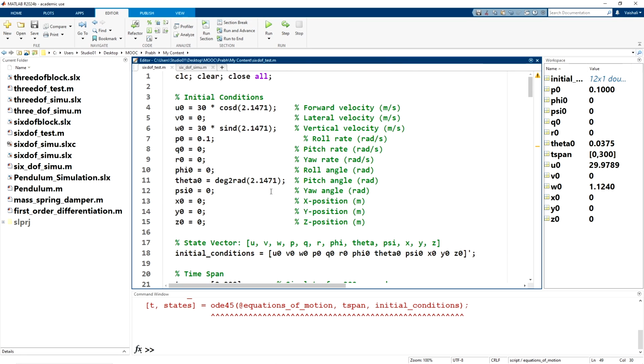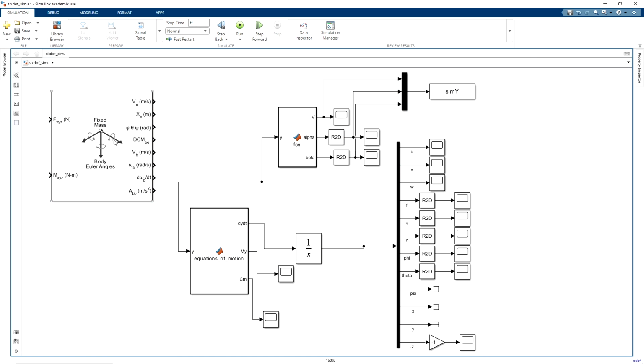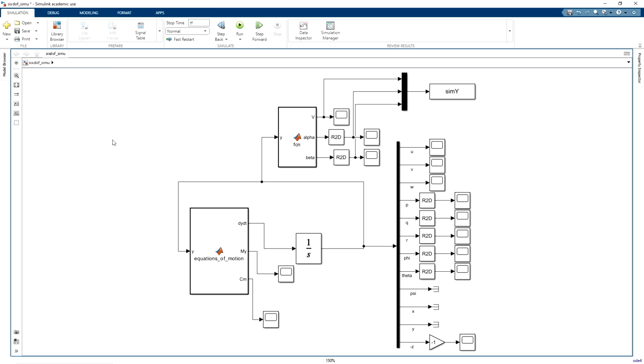include Simulink as well. So this is the Simulink model that I am trying to call from here, sim six-dof underscore simu dot slx. So initial conditions remain the same, u naught, v naught, w naught, and so forth. This is the initial vector, and this is the SLX model. Let me go to the Simulink model first. All right. So let me just delete it.